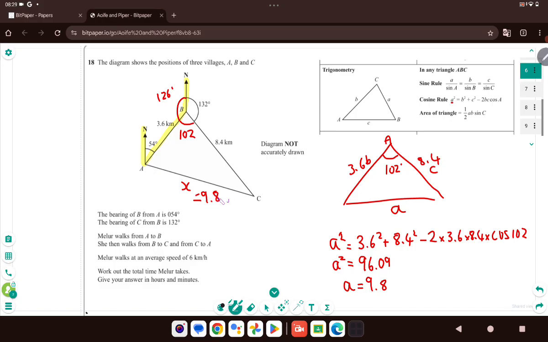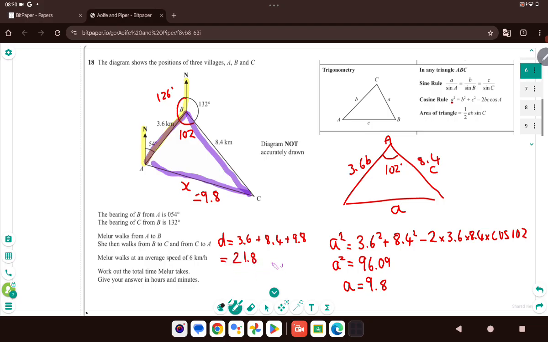Okay, so let's look at Mela's journey here. So it's from A to B, B to C, C to A. So her total distance, 3.6, add 8.4, add 9.8. 21.8.